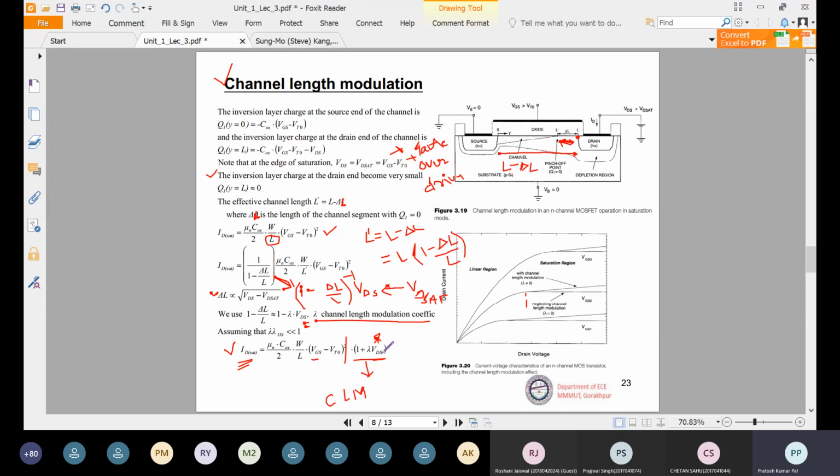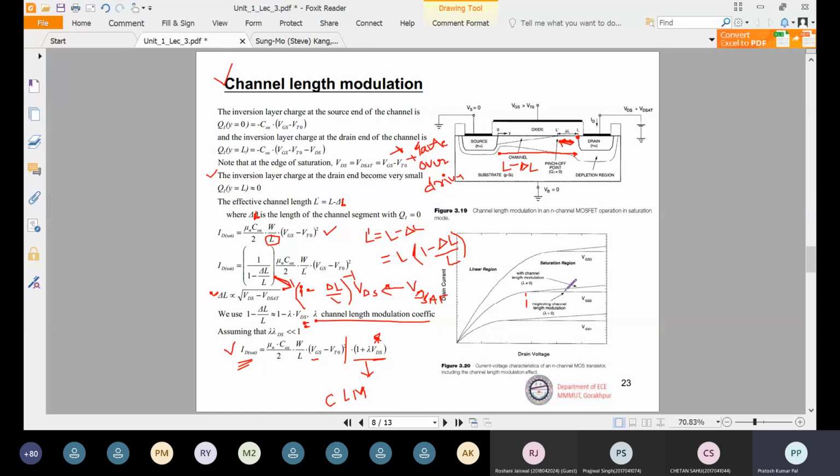Because here the drain voltage is what we are increasing, so as drain voltage increases, the drain current in the saturation region will be directly proportional to VDS also. So as we are increasing VDS, there will be some increase in the saturation current instead of being constant. So this increase is because of the channel length modulation.